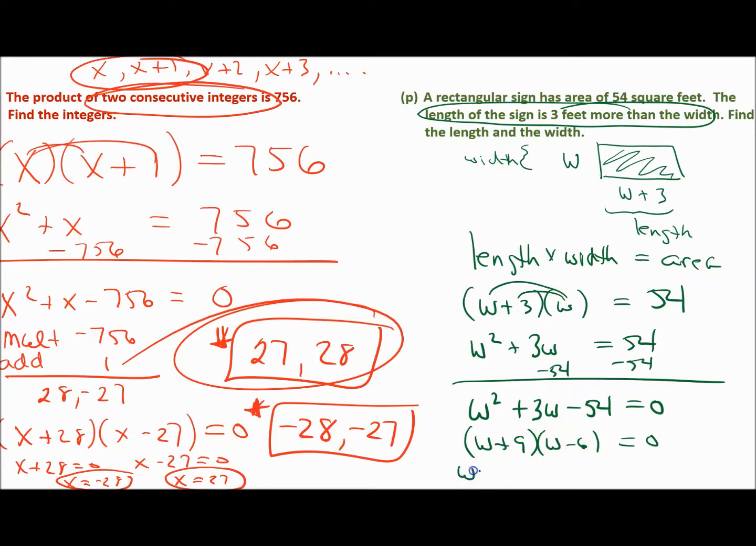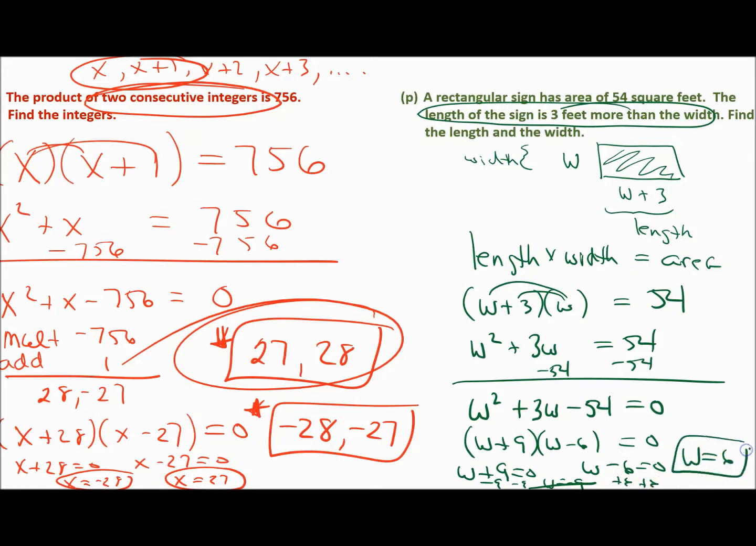So now I have two separate answers. W plus 9 equals 0 and W minus 6 equals 0. I subtract the 9 and get W equals negative 9. Now remember what we're solving for. That's width. The width of a rectangle cannot be negative 9. So I just cross through it because it doesn't make any sense. Now I add 6, I get W equals 6.